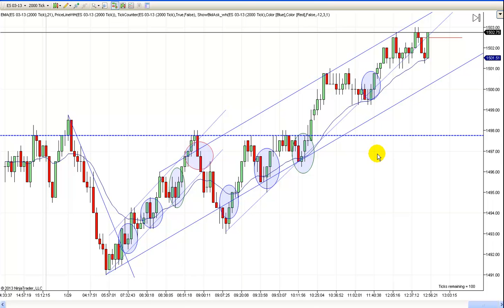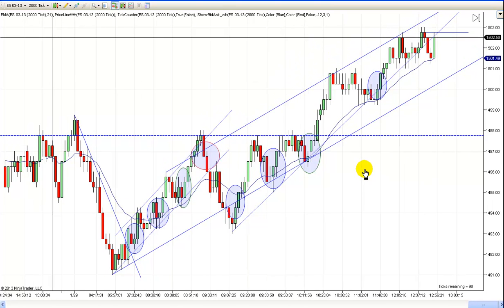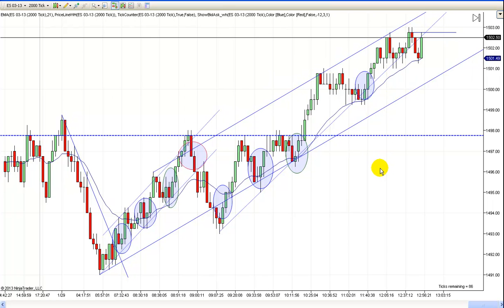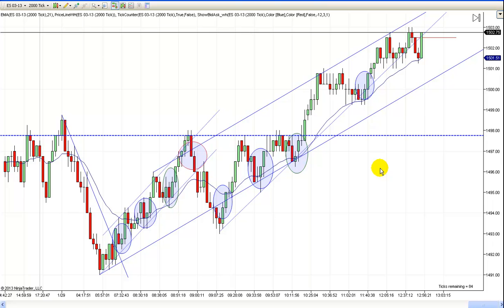But I did not take this trade only because I was still managing an earlier trade, and I was done with all except my runners, and so I was just managing my runners till time to get out. And that was basically it.